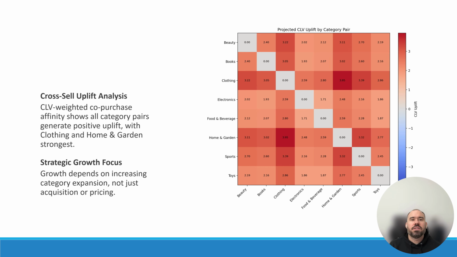Now that we know that customers who shop across multiple categories are the most valuable, we performed a customer lifetime value weighted affinity analysis to identify the most profitable category combinations. While some combinations performed better than others, the key insight is that getting a customer to purchase in even one additional category can significantly increase their lifetime value, often by 2 to 3 times.